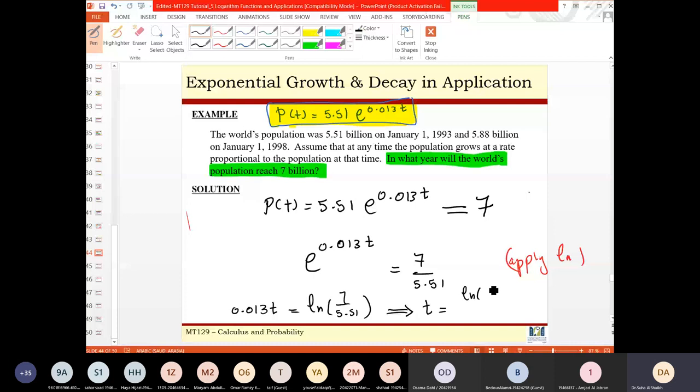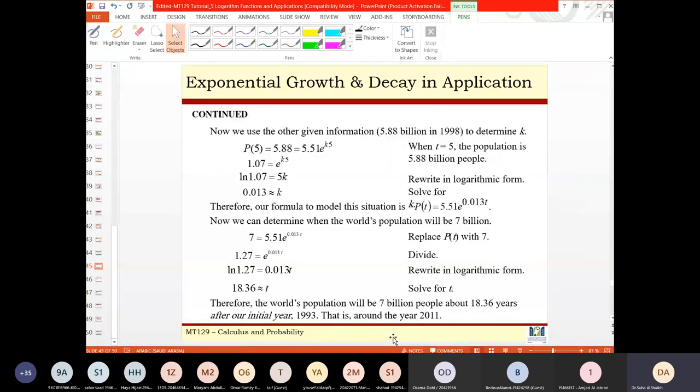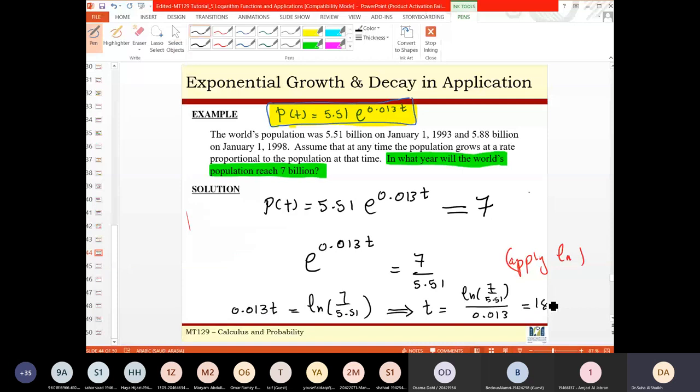Notice that I'm talking about what year, so I'm talking about years. It will give a number, not a decimal. ln of 7 over 5.51 and then divide it by 0.013, it is 18.36. It's a time. It's years. Which means it is almost 18 years later.